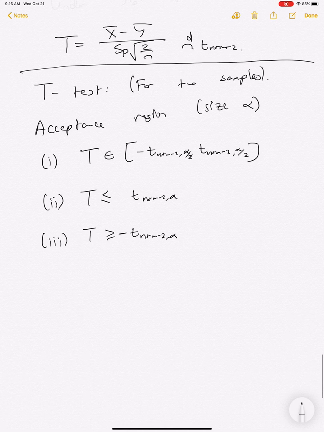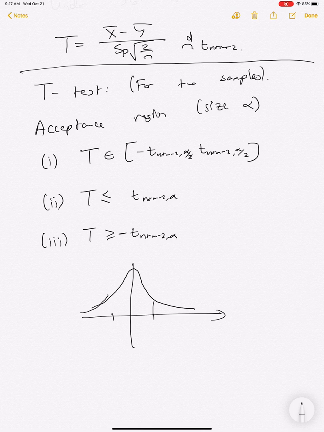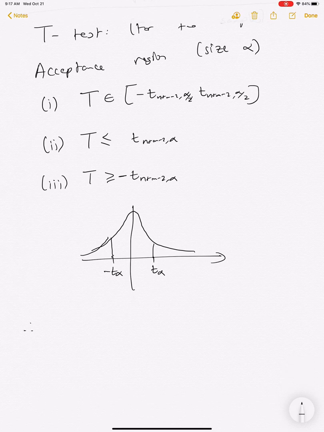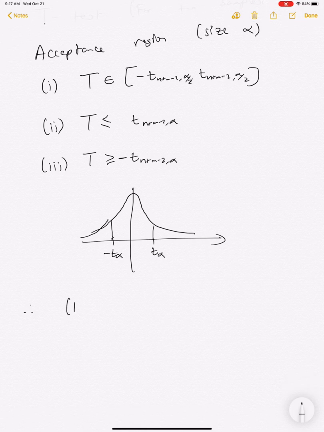So remember that the t distribution here is essentially like the normal but with slightly fatter tails. And so this is t alpha, this is negative t alpha. And so this is what we get for our acceptance regions. And this also can translate into 1 minus alpha times 100% confidence intervals for mu x minus mu y.